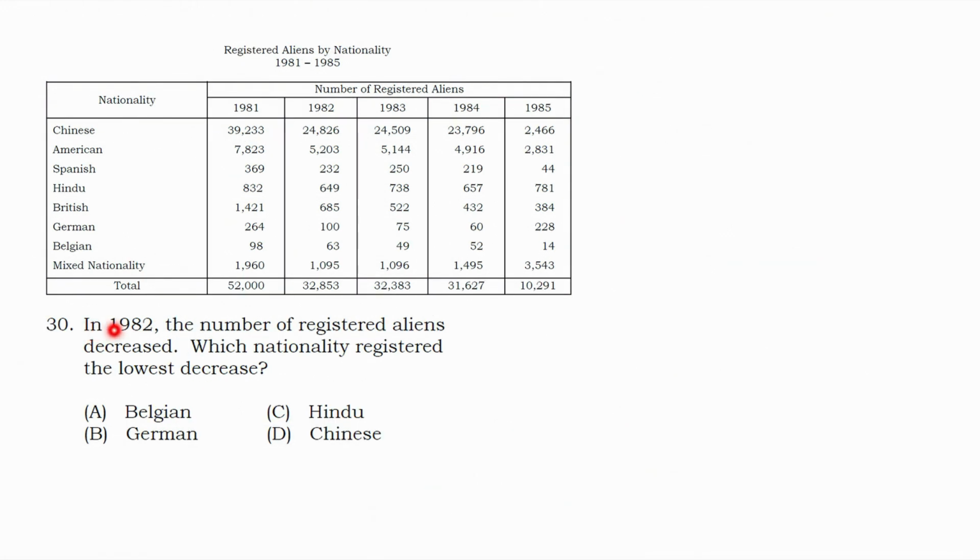Number 30, in 1982, the number of registered aliens decreased. Which nationality registered the lowest decrease? So for this one, kukunin natin yung percent decrease para ma-compare natin sila sa isa't isa. So, yung i-compare natin is yung 1981 and 1982 na data, kasi nag-decrease daw, di ba, nung 1982. So, yung kukunin natin yung difference nung data from 1981 to 1982.